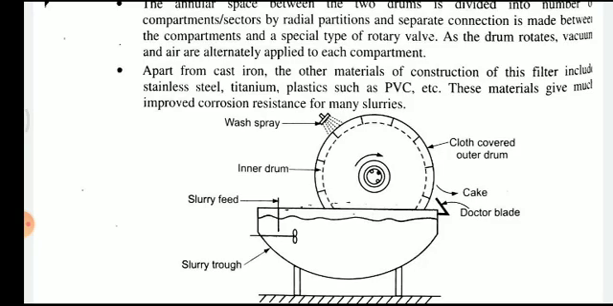So this one can be continuously working, so the slurry is not settling down.